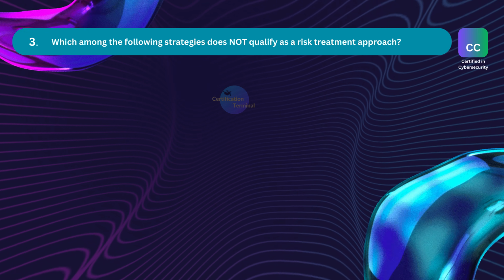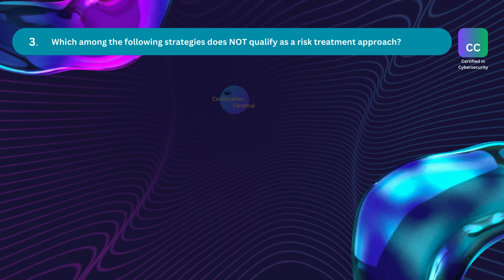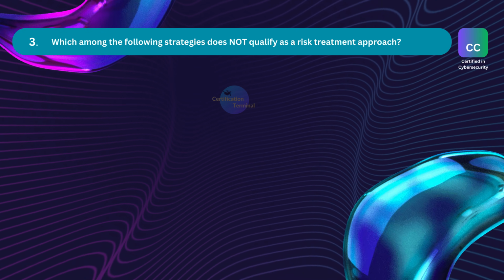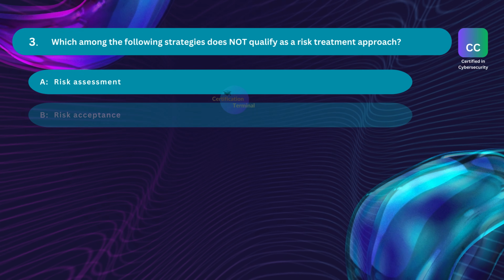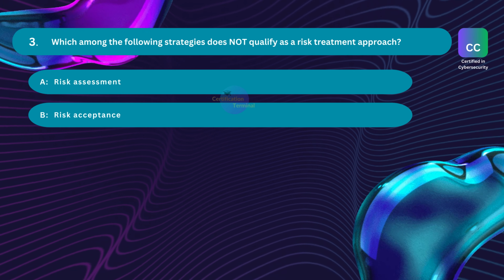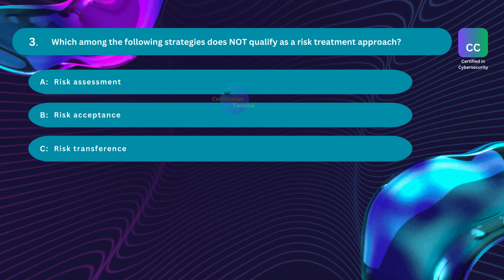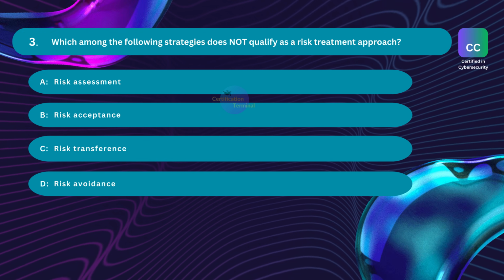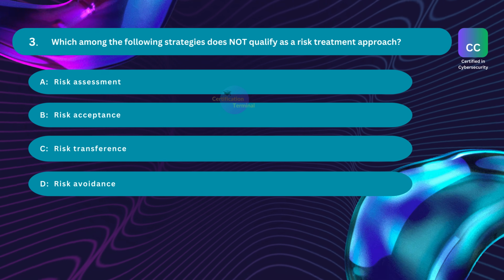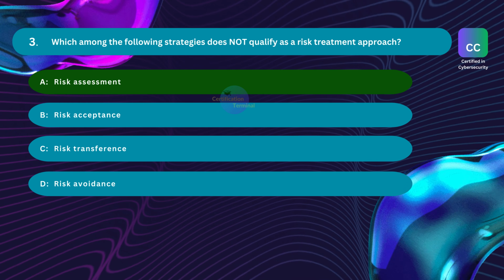Question number 3. Which among the following strategies does not qualify as a risk treatment approach? Option A, risk assessment. Option B, risk acceptance. Option C, risk transference. Option D, risk avoidance. The correct answer is Option A, risk assessment.